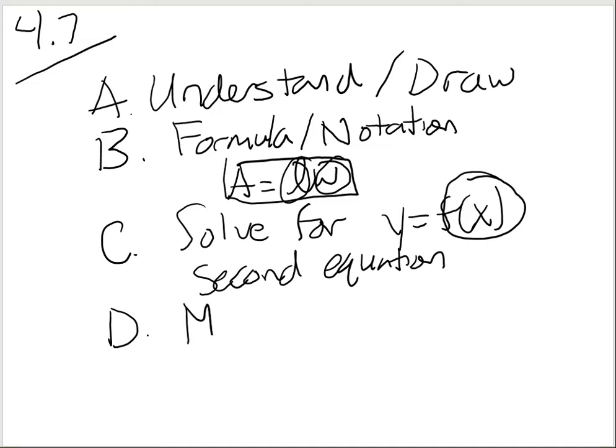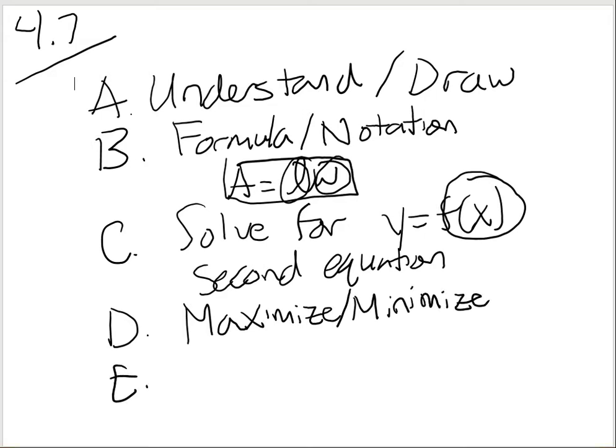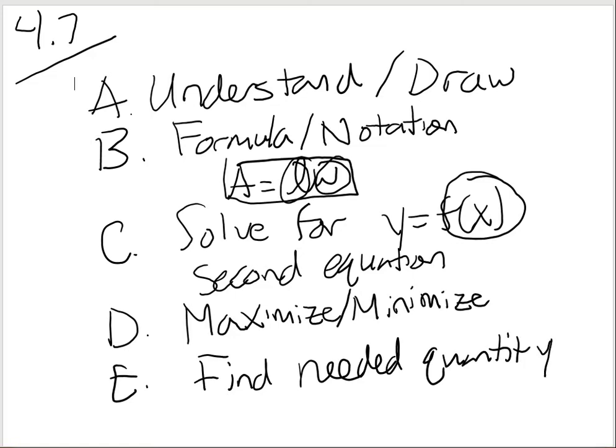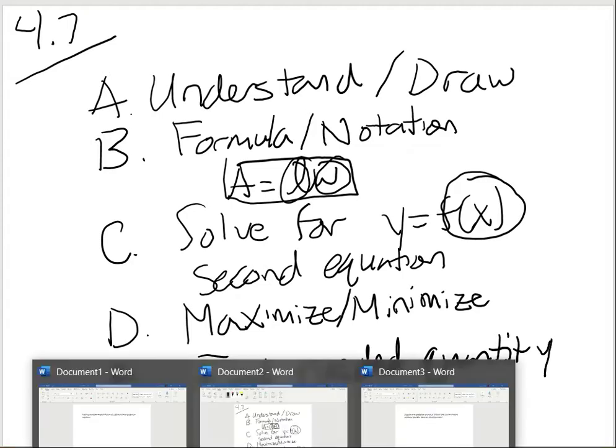Then we maximize or minimize. It's your standard first derivative test. And lastly, we find the quantity that we need. Right? Sometimes it will ask for what's the area of this thing. Sometimes it will ask for what's the dimensions of this thing. Depends on the situation. So let's just do one example.